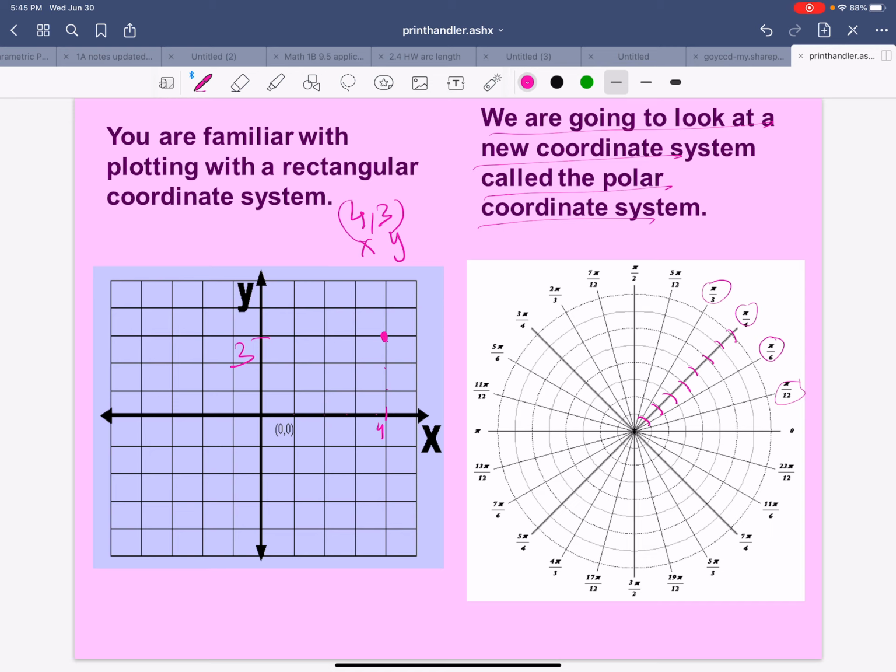Whenever we are plotting polar coordinates, first look for the angle, then look for the radius. If you go in the clockwise direction, your angles will be negative. Counterclockwise direction, angles will be positive. So first look for the angle, then the radius. If the radius is positive, we will go forward. If the radius is negative, we will go backwards.